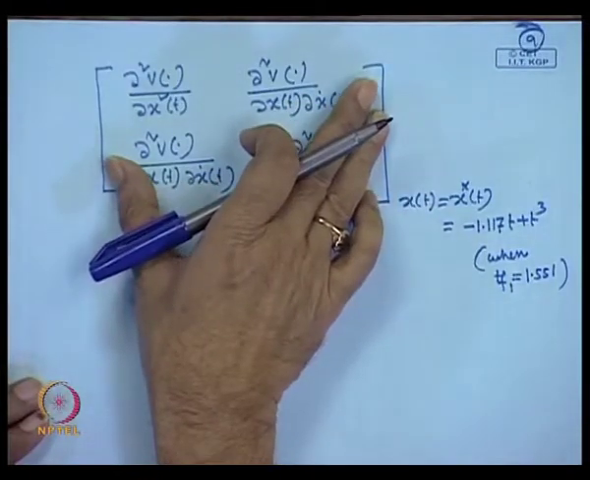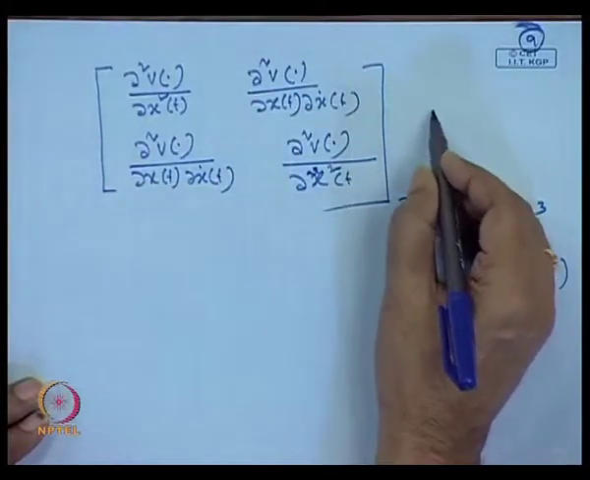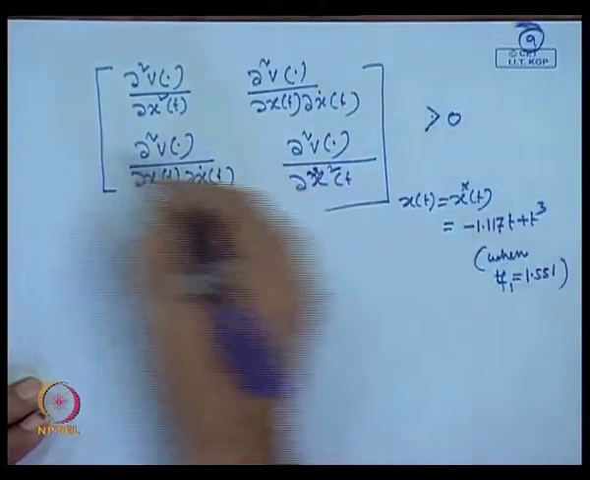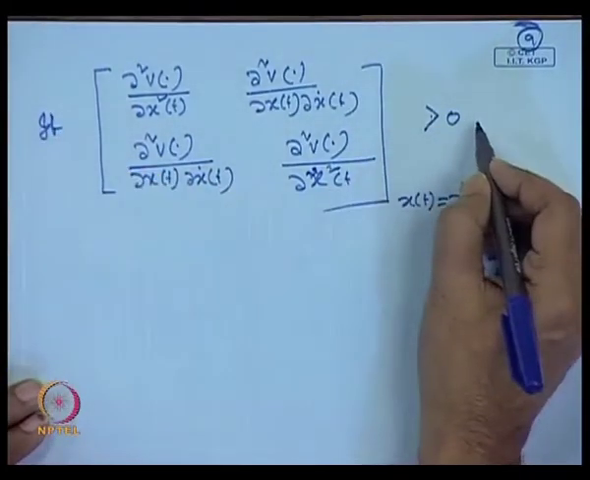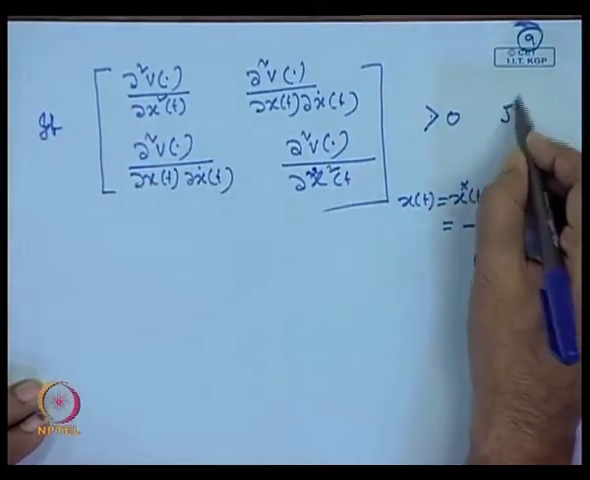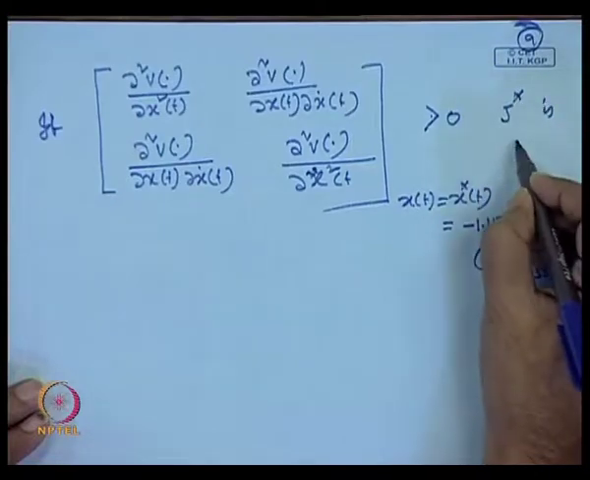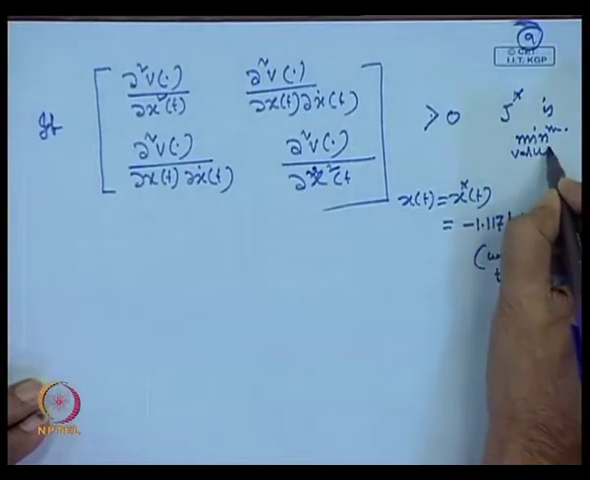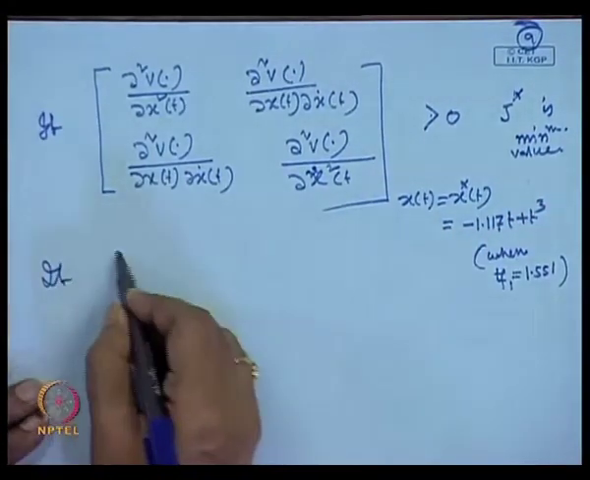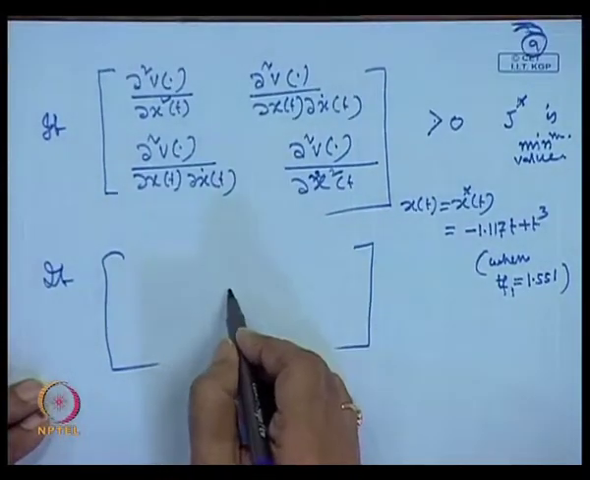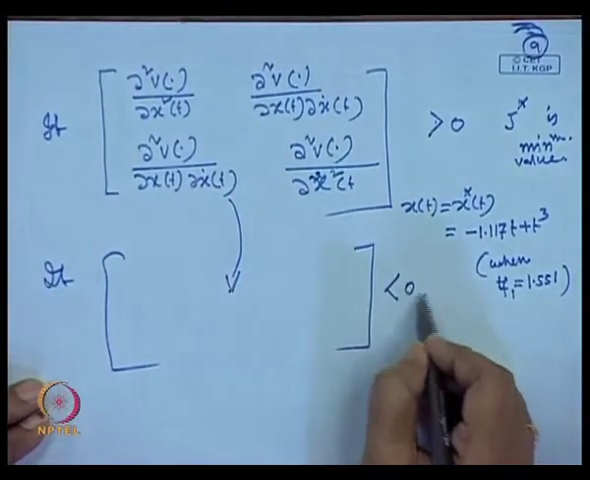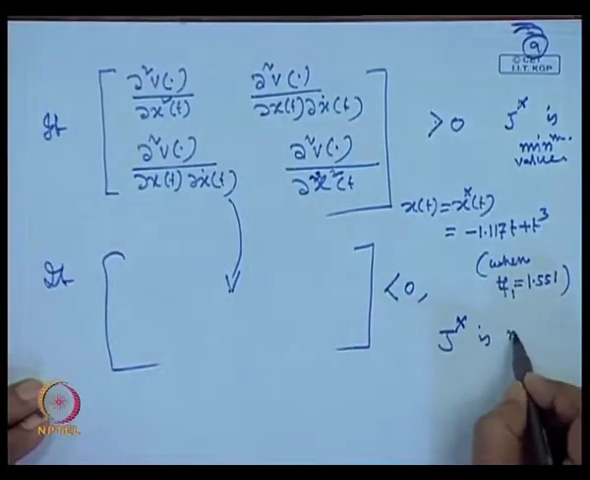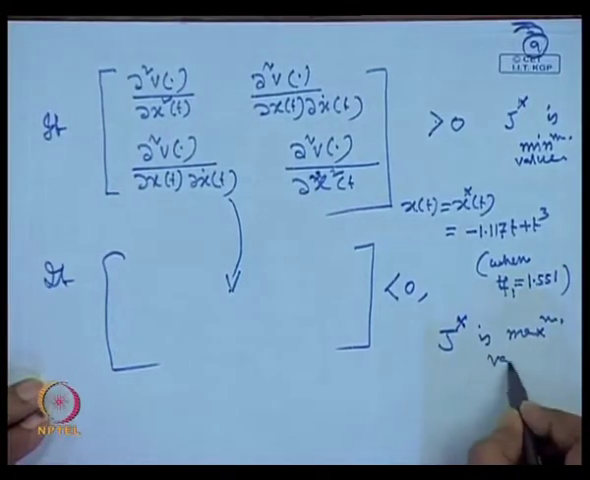Then you find out whether it is a positive definite matrix or not. If this is a positive definite matrix, then the functional j star will have the minimum value. If this is less than 0, then j star will give you the maximum value of the functional.